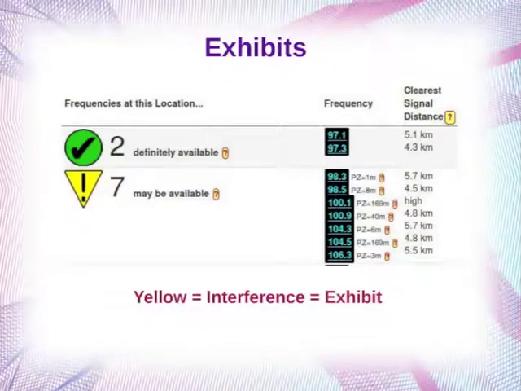Now we get to the more interesting parts, which is the interference and whether you're going to need exhibits. So again, exhibits are a request to the FCC to say, well, I don't meet the strictest rules, but here is a technical argument why I'm not going to cause any interference. When do you need an exhibit? Well, if you look at this page that's up, there's a green check mark by two frequencies, 97.1 and 97.3. This is from R-free. And for what we call green channels, you won't need any exhibits. And that's what green means, basically.